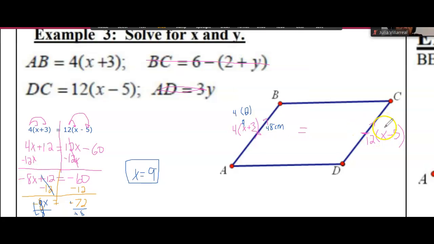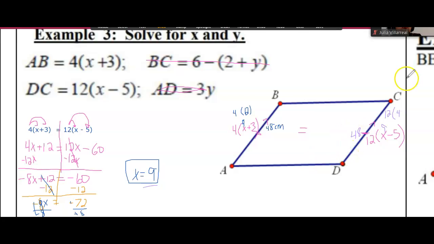Okay, so x equals 9 again. So I'm going to put 9 right here. So 9 minus 5 is 4. So I have 12 times 4. It's the same, it's 48. So this answer is 48 also.